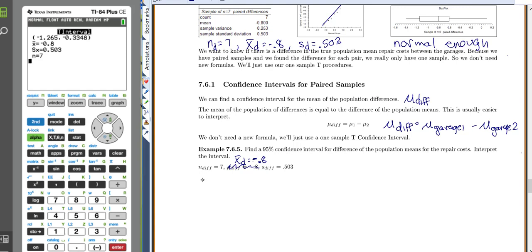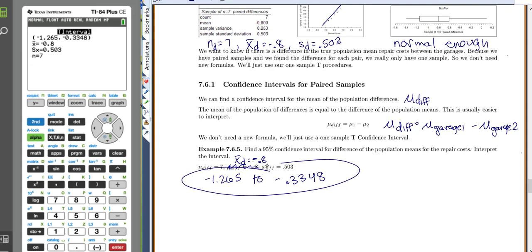So it's negative 1.265 to negative 0.3348. Okay, so that is our confidence interval. Now, it was originally given to us in hundreds of dollars, so it might be easier to change this back to hundreds of dollars. So this would be negative 126.5 to negative 33.48 dollars.